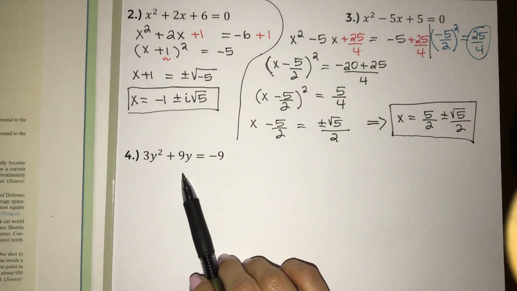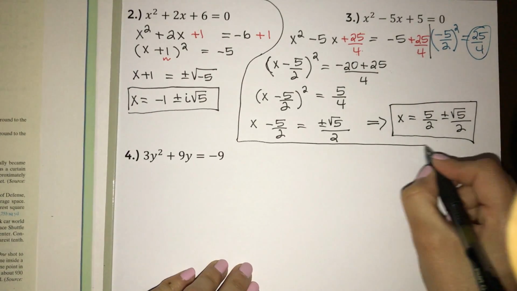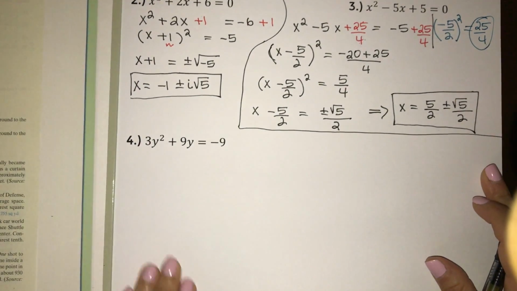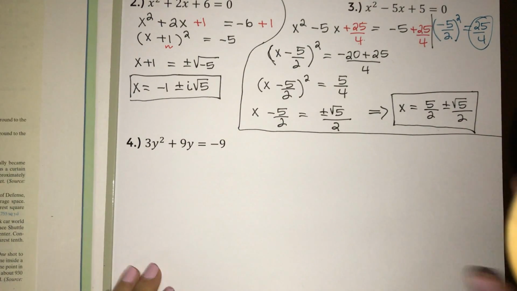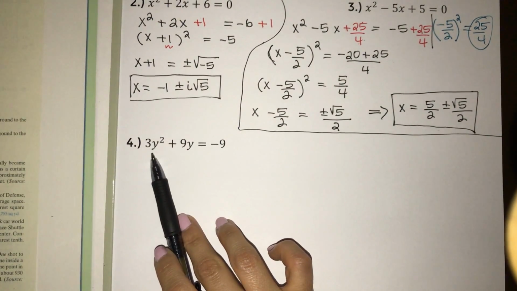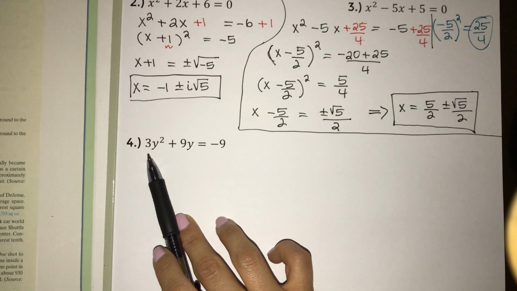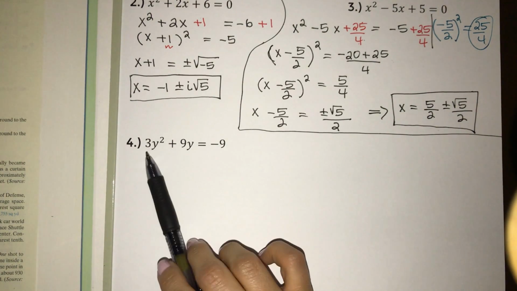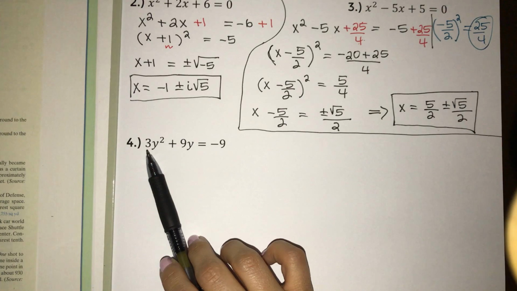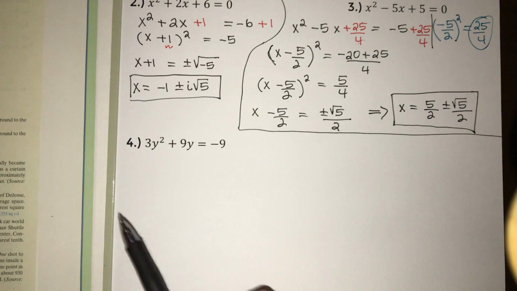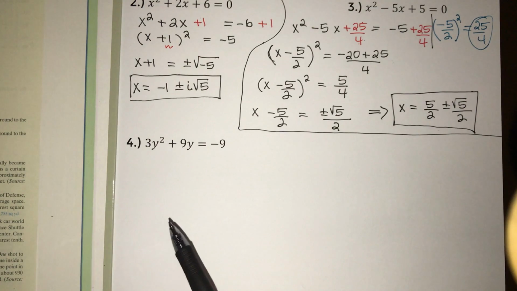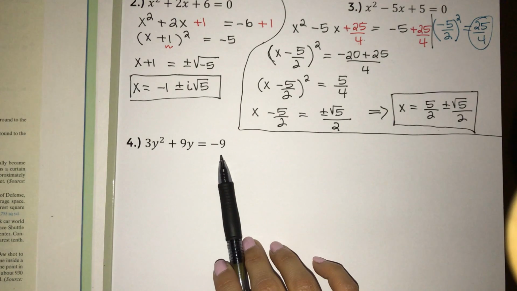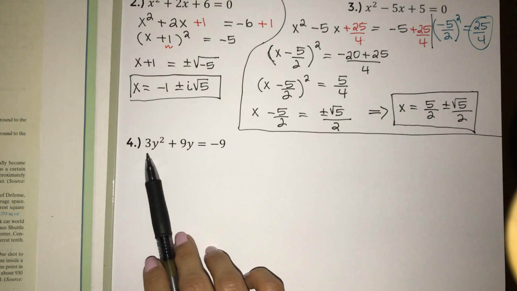Let's take a look at number 4. So number 4 is different because hopefully you see that our coefficient for the first term is not 1. In order to complete the square, your coefficient here has to be 1. So for examples 1, 2, and 3, coefficient was 1, so we just solved it. We just completed the square. Here, the C term is isolated, so that's good. But this is not 1.